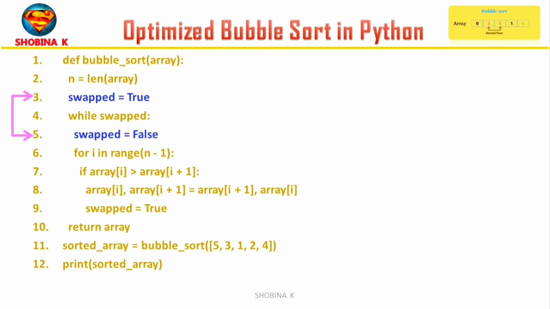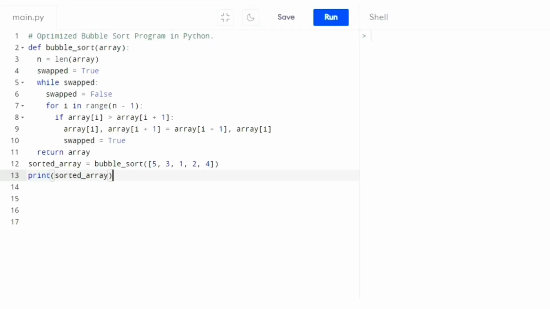And next, we call the bubble sort function with the input array and store the sorted array in the variable sorted array. And finally, we print the sorted array. Now let's execute this program. And you can see the array is sorted.